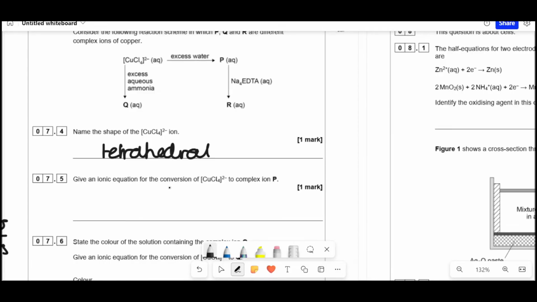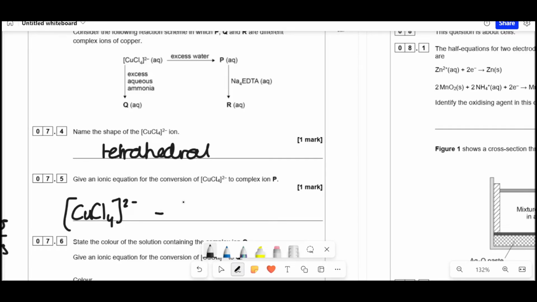So then it says give an ionic equation for the conversion of CuCl4 2- to complex ion P. So look at what the question's telling you and just work off of that, and you can probably solve a lot of these problems. You don't have to dig in your head and be like, oh, what kind of equation must this be? So we start with CuCl4 2-.